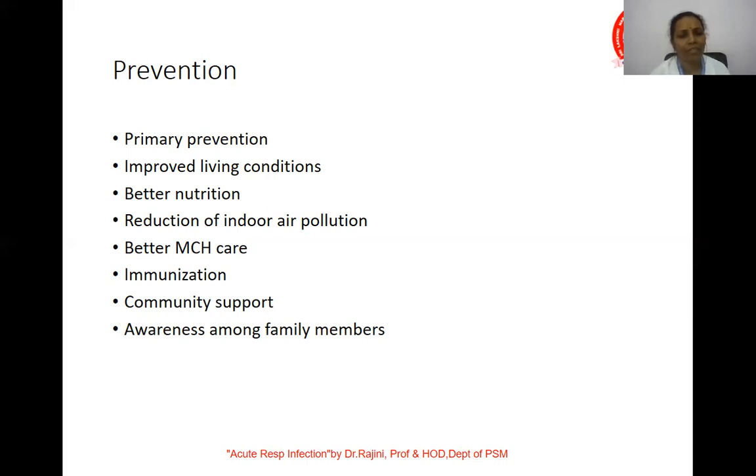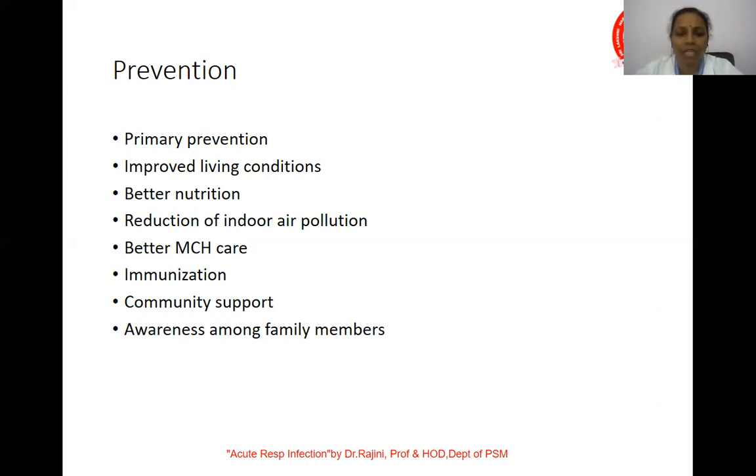Better nutrition. In every Anganwadi and Balwadi, they are giving supplementary nutrition, which can be utilized by the children who are malnourished or undernourished. Reduction of indoor air pollution by having proper space for the smoke to go, and better MCH care, maternal and child health care, right from the day of conception to the delivery and after, till the child is up to 5 years of age. So proper MCH care right from the antenatal period to the 5th year of the child.